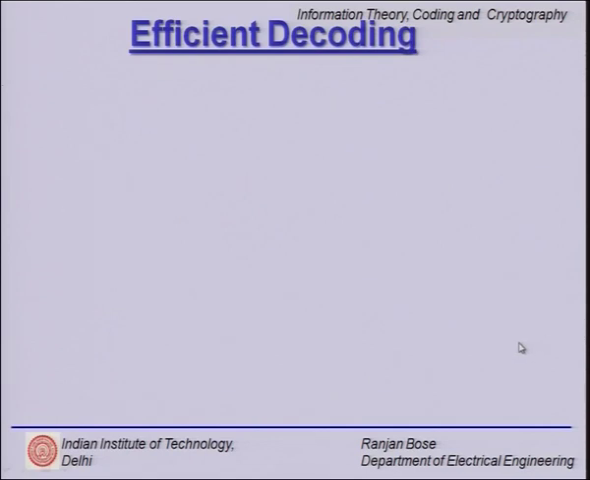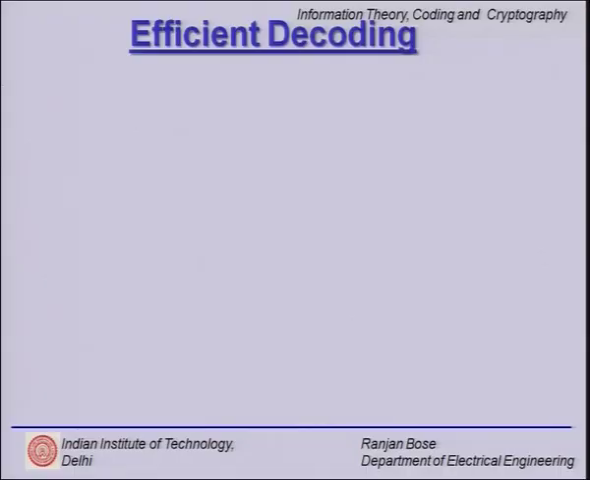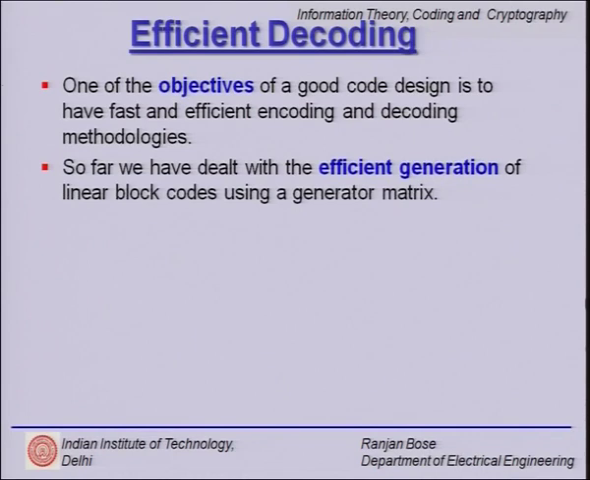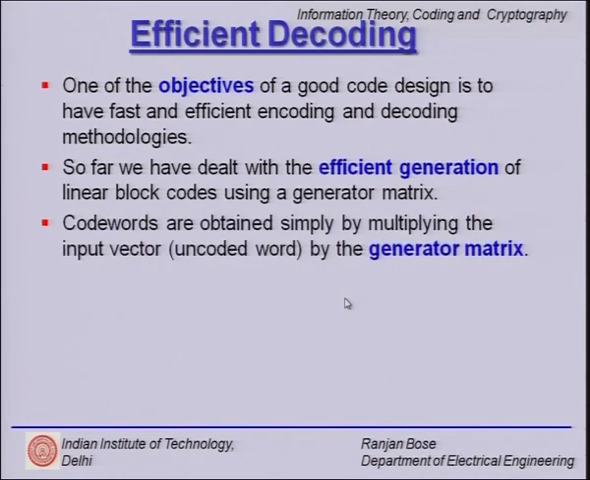Now so far we have only talked about efficient representation and the encoding process. We have not talked about decoding. But one of the stated objectives of a good error control code is an efficient encoding as well as a decoding process. So let's focus our attention on efficient decoding. We have dealt with efficient generation. Can we have an equivalent decoding matrix?